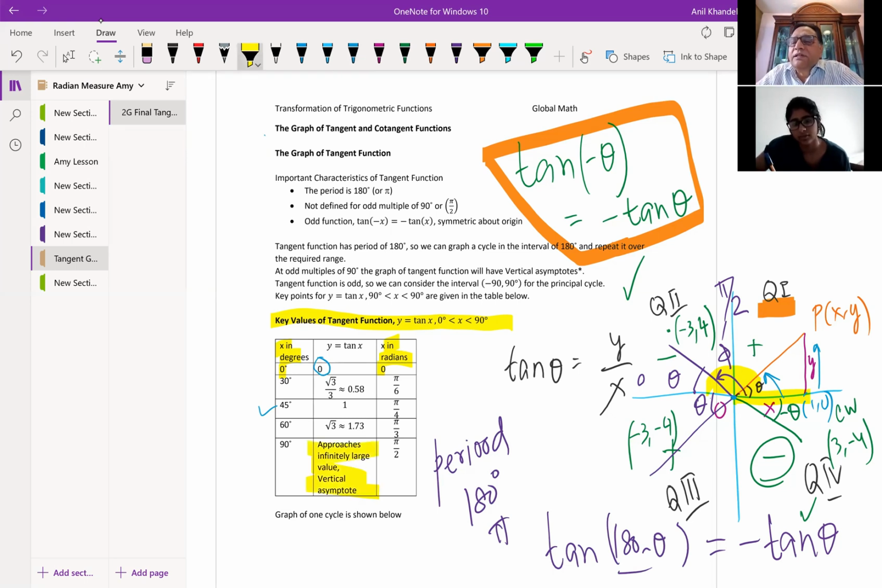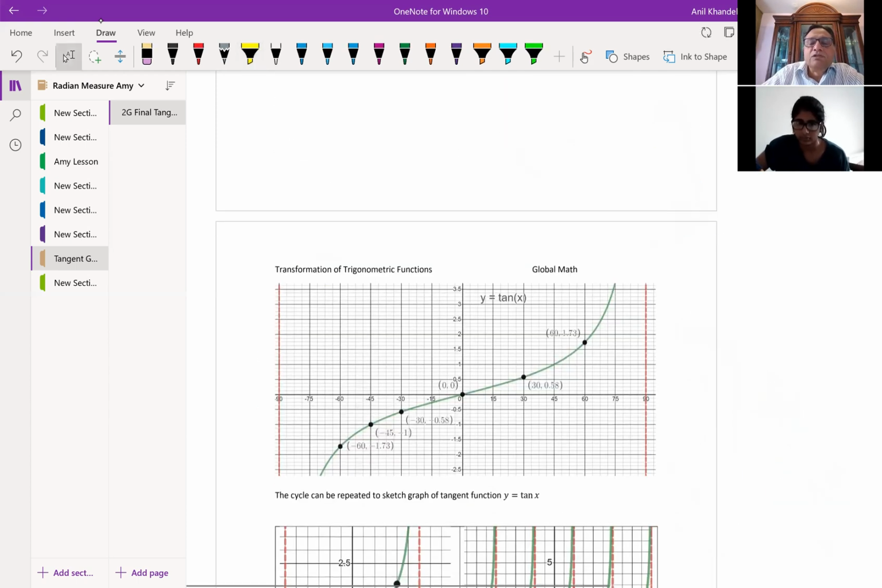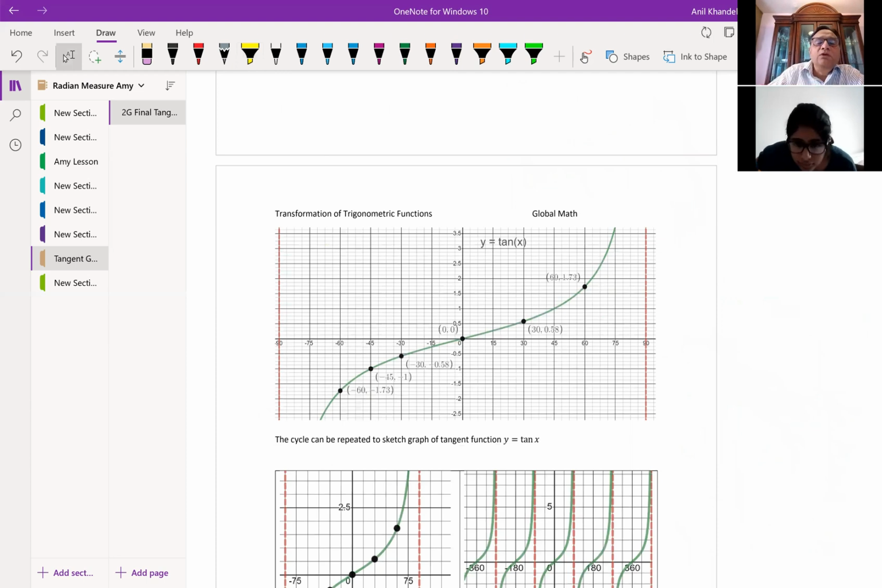So what you really see is that these critical points can now be plotted on a graph, and there we see the graph, correct? We only have to look into quadrant one, which really means that at 0, we have tangent theta as 0. When I increase it to 30 degrees, it is square root 3 over 3. Basically, we can look into this special triangle, correct?